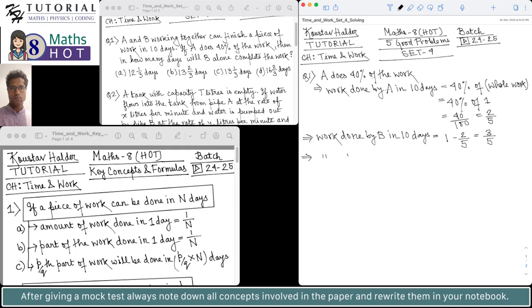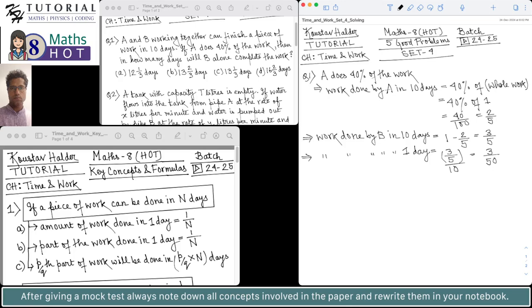We can say that work done by B in 1 day, using the basic unitary method, will be equal to 3 by 5 divided by 10. This is equal to 3 by 50. So work done by B in 10 days is 3 by 5, and therefore work done by B in 1 day should be equal to 3 by 5 divided by 10, which is the basic unitary method, which is equal to 3 by 50.